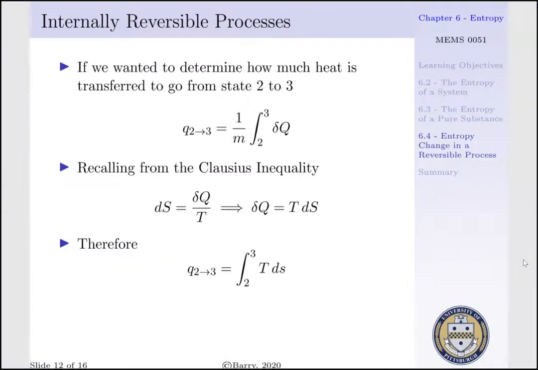And if we wanted to determine how much heat is transferred going from state 2 to state 3, i.e. once we leave the vapor dome, Q 2 to 3 is equal to 1 per mass times the integral from state 2 to state 3 of delta Q. If we recall from our Clausius inequality, ds is equal to delta Q per T, or delta Q is equal to T ds. Therefore, Q going from state 2 to state 3 would be the integral from state 2 to 3 of T ds. And if we had a functional description of our temperature as a function of entropy, we could solve for this.